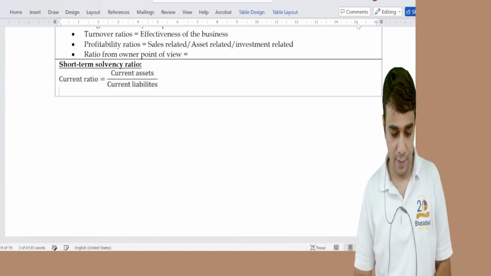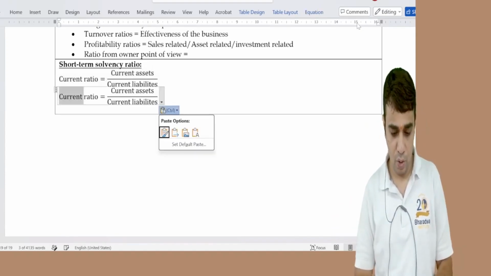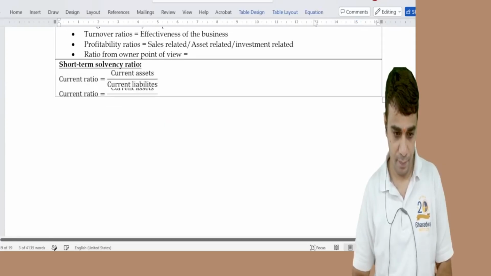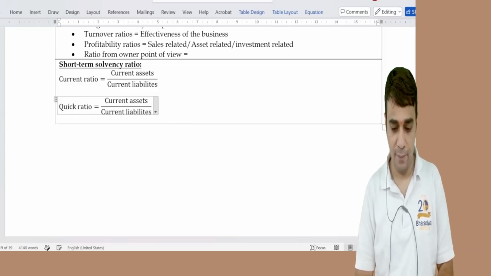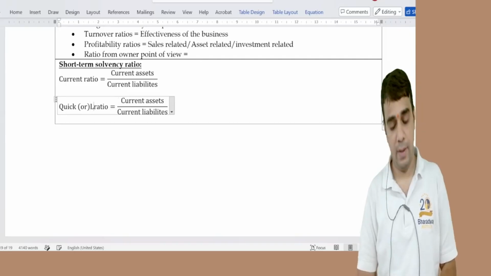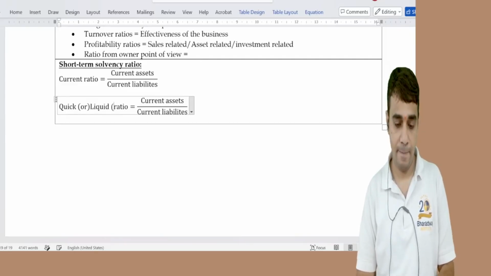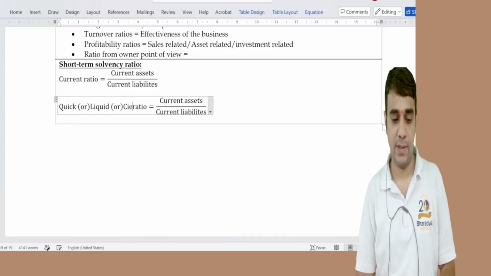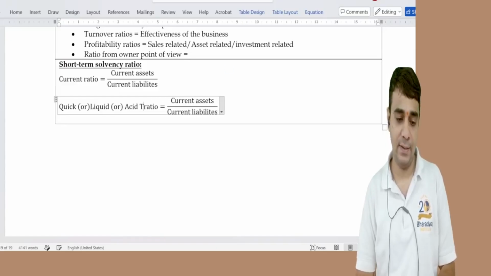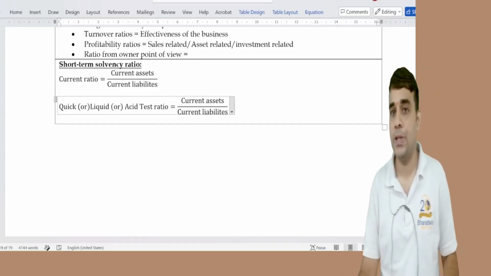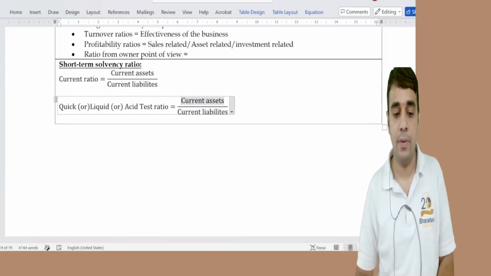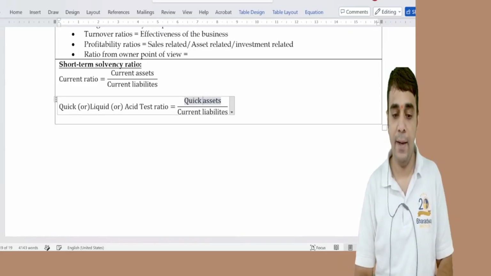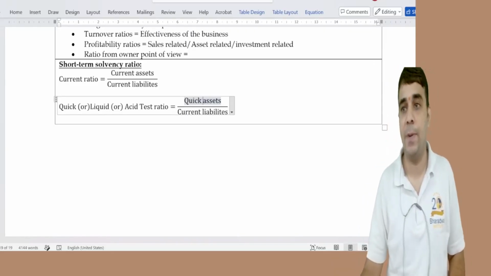The second ratio we have is the quick ratio. Just give me a minute. Quick ratio. Any other name for quick ratio you remember? Liquid ratio. Any other name? If at all you remember. Okay, there's another name called acid test ratio. Quick ratio, liquid ratio, or acid test ratio. What's the formula? Quick assets by current liability.